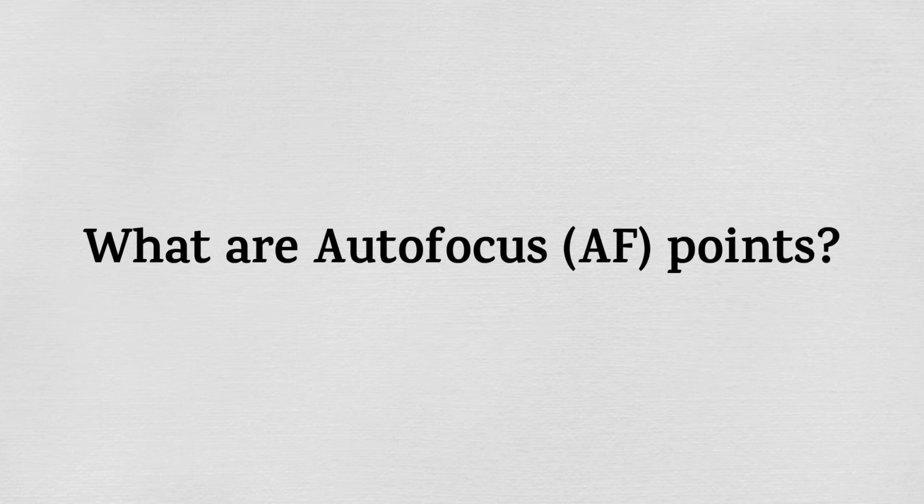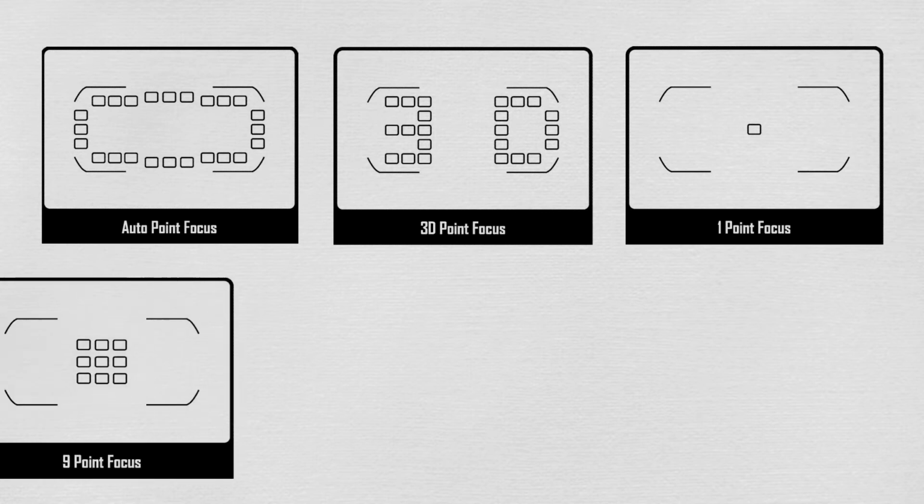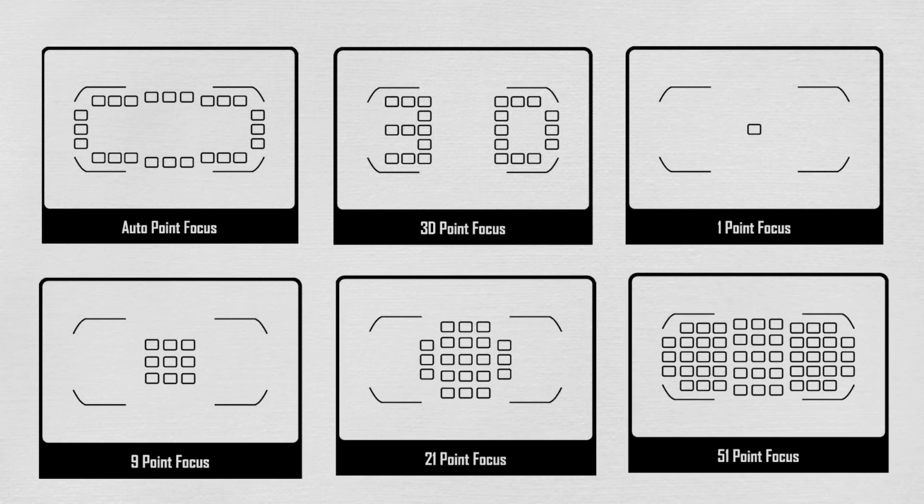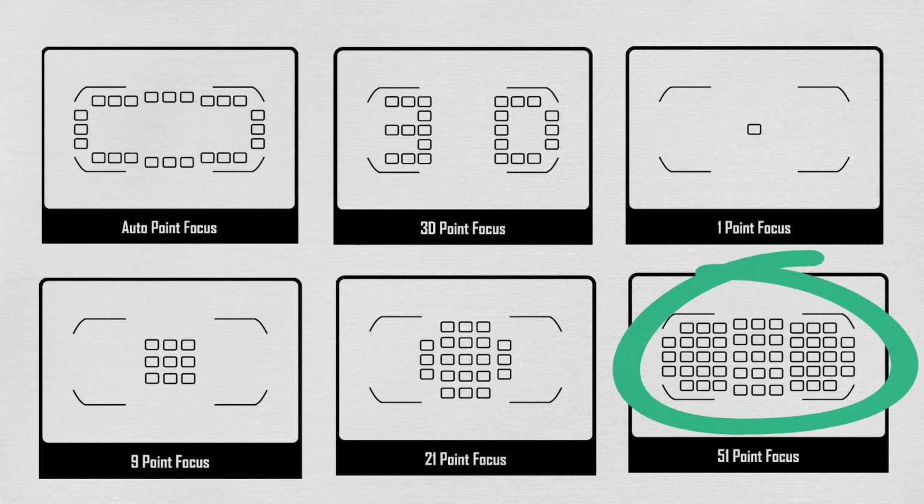Now, what are AF points, autofocus points? Autofocus points are various points in your sensor which help your camera capture pictures by automatically focusing on the subjects which appear on those points. Now, there are cameras which have 51 autofocus points. There are cameras which have limited autofocus points, but usually a good DSLR will have a minimum of at least 51 autofocus points.